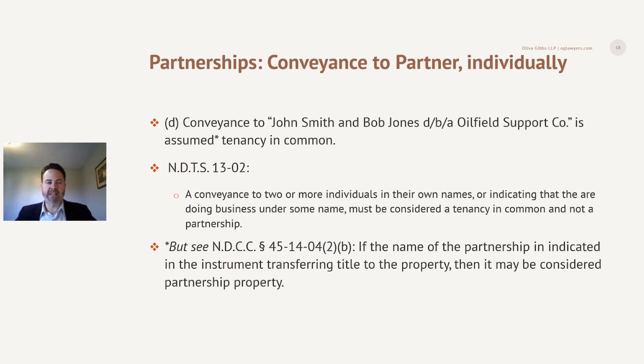Looks very similar to the last conveyance, except this time we do have something of a description. However, despite the association doing business as Oilfield Support Company, Title Standard 1302 again indicates that John Smith and Bob Jones should be considered tenants in common. However, on the screen, you'll see reference to a statute there. And that statute provides a caveat to that title standard. So if the actual name of the partnership is indicated in the instrument transferring title to the property, then that property might be considered partnership property.